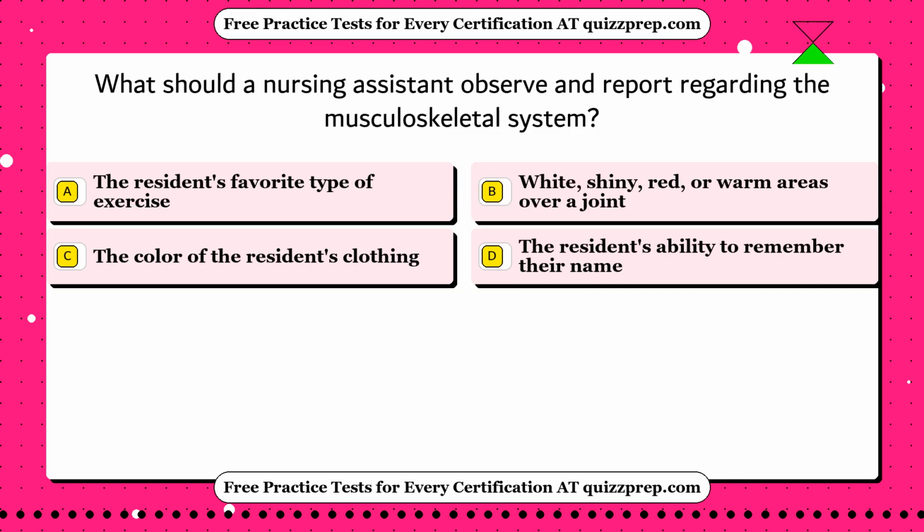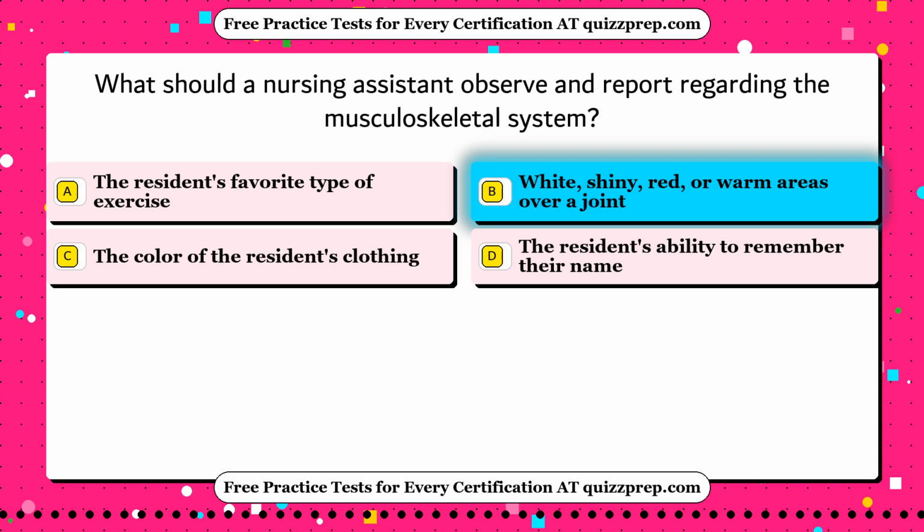Question 36. What should a nursing assistant observe and report regarding the musculoskeletal system? Option A, the resident's favorite type of exercise. Option B, white, shiny, red, or warm areas over a joint. Option C, the color of the resident's clothing. Option D, the resident's ability to remember their name.